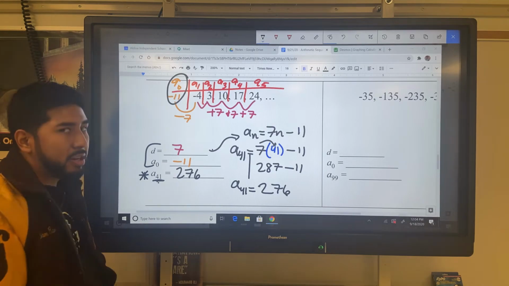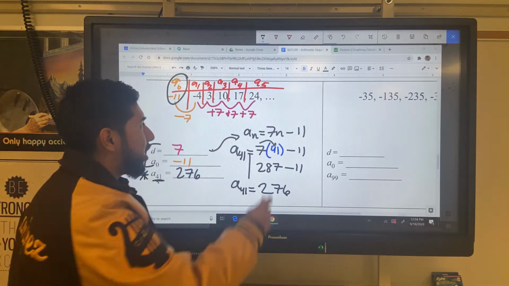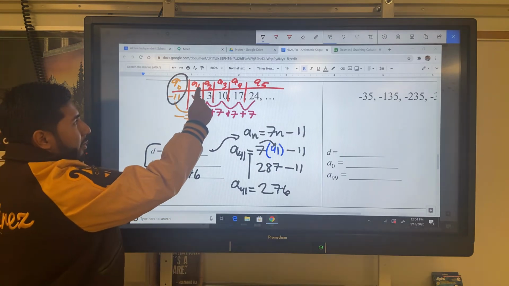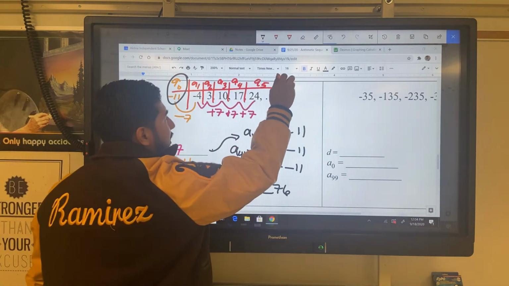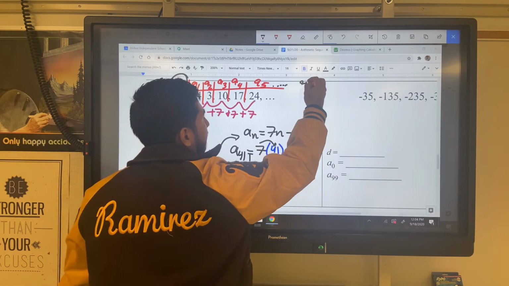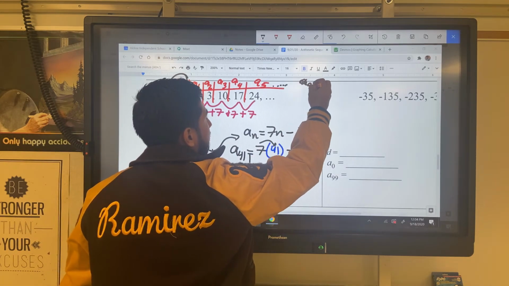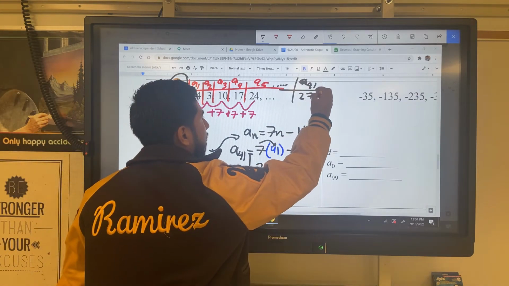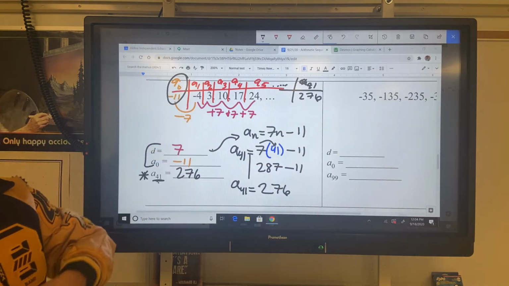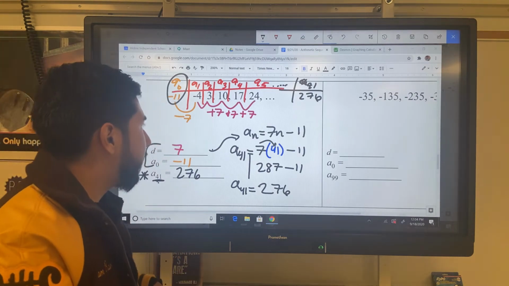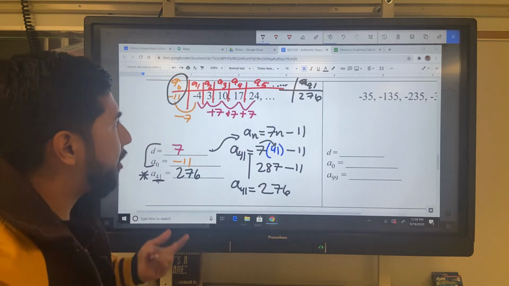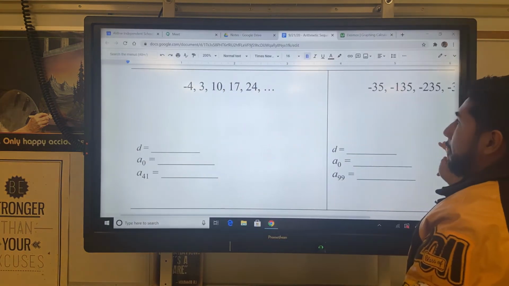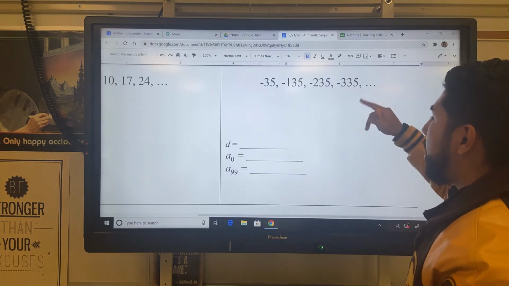What's 276? Well, these little dots are telling you it goes on forever and ever. So if I counted 41 times A1, A2, A3, A4, A5, and we keep going to A41, it's going to be 276. So if you keep going, you still keep getting the same stuff. You do that next one. I'm going to pause the video and you do the next one. You pause the video and try it on your own.